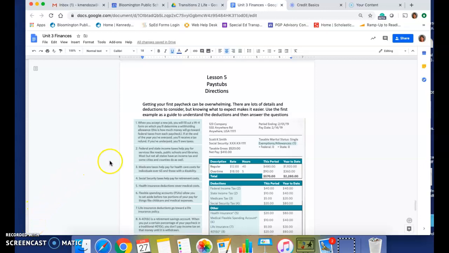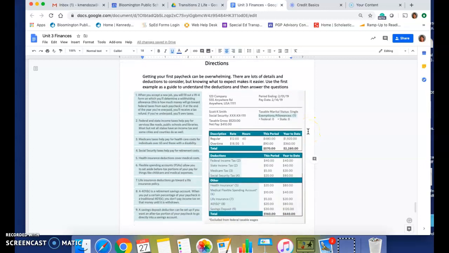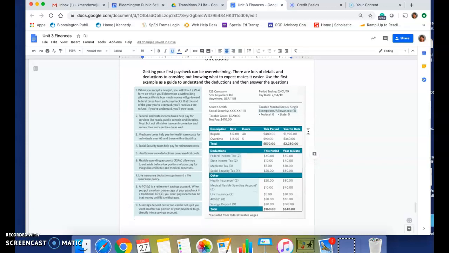Okay, so the last lesson in this unit is about pay stubs. And I'm sure a lot of you already know this information, so it shouldn't be too bad. But when you get your paycheck and you look at this pay stub, it's kind of overwhelming and kind of hard to figure out what they're talking about.